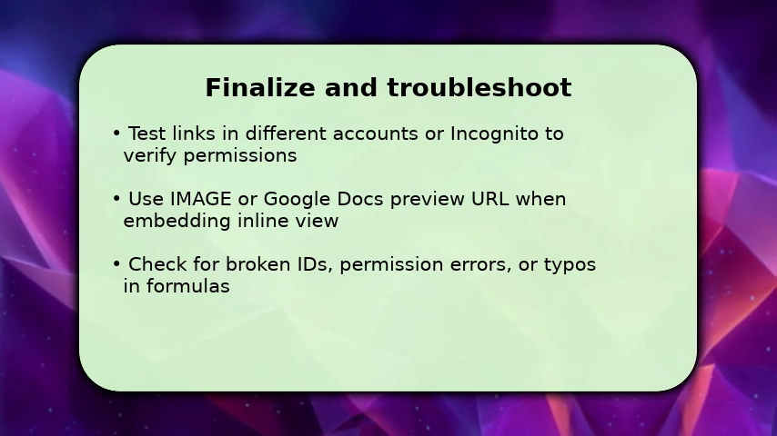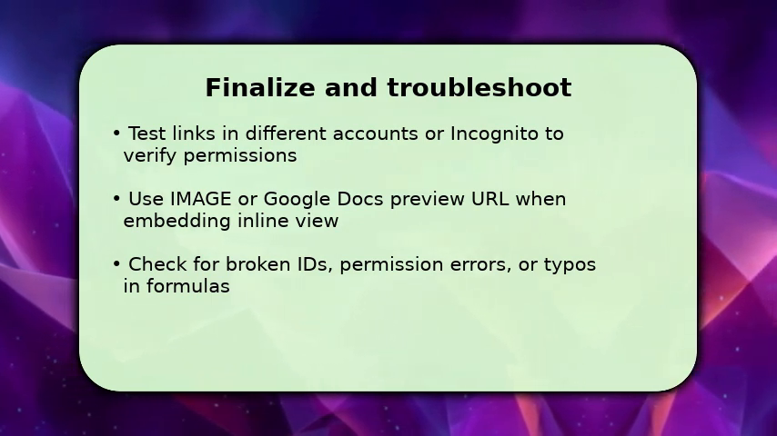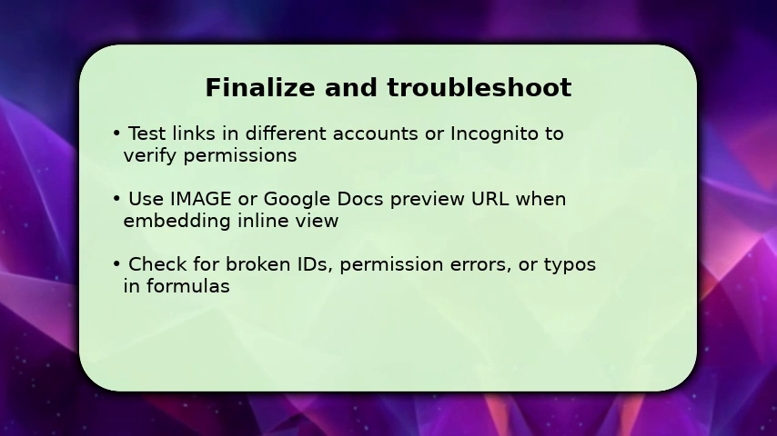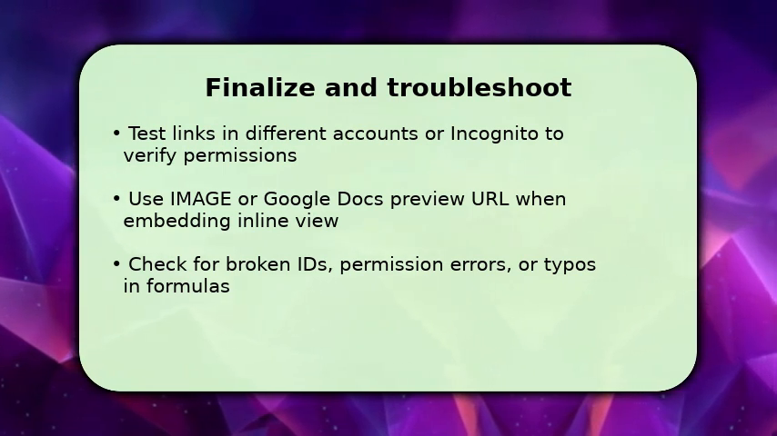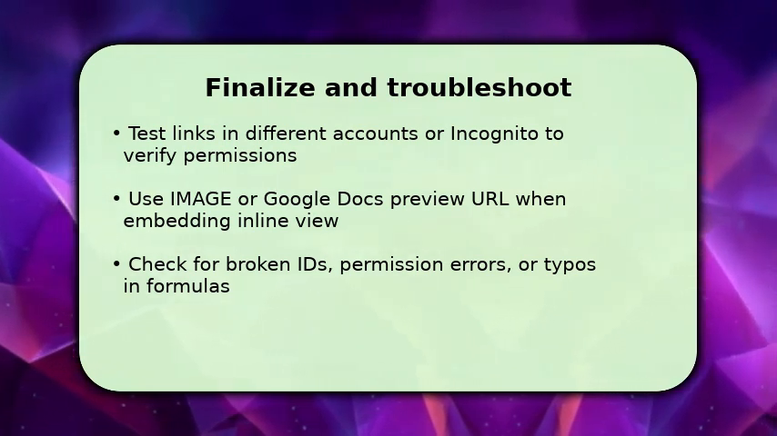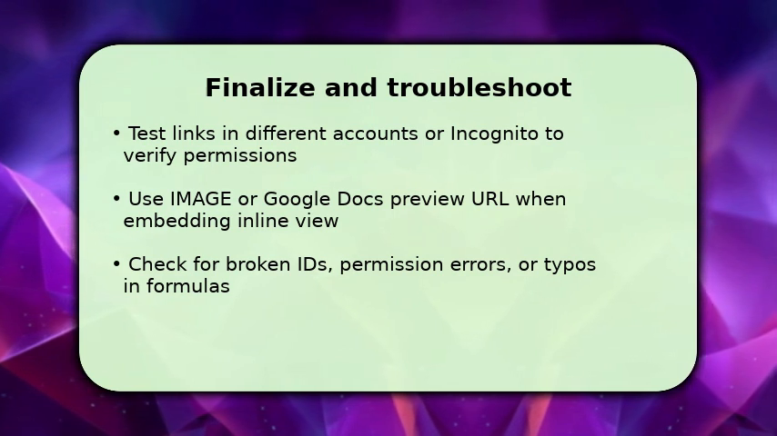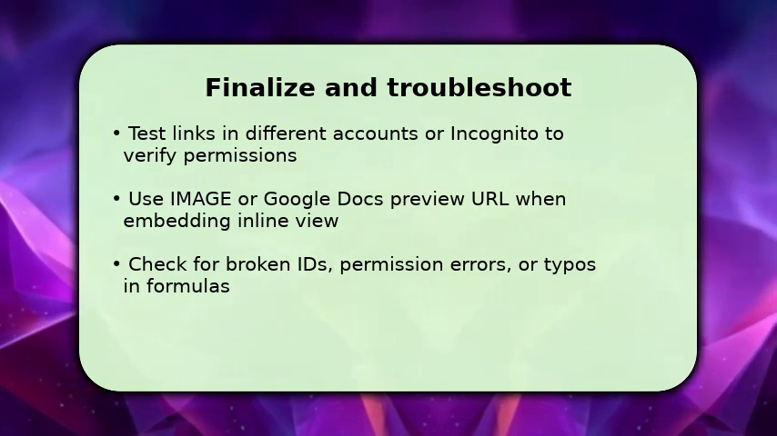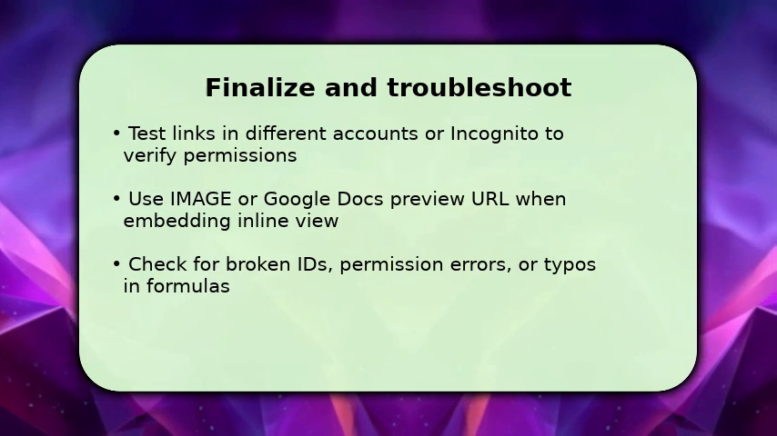If a link fails, check for wrong file ID, restricted sharing, or formula typos. One key troubleshooting tip: when permissions block access, set sharing to anyone with the link and recopy the link. Often permission resets resolve most failures immediately.